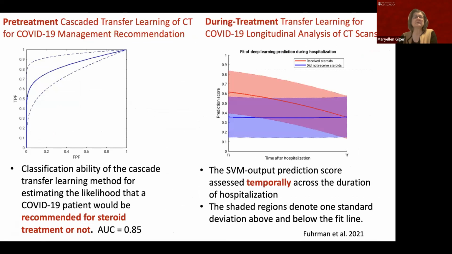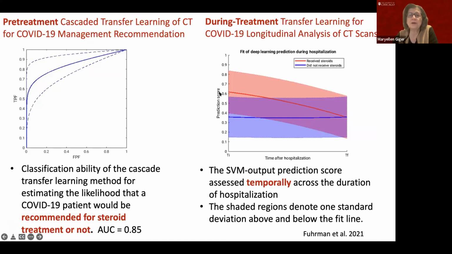So here on the left, we chose the pre-treatment. This is in the ability of the AI to predict who has severe COVID based on the surrogate truth of whether or not they were put on steroids. He then applied this across patients as they were in the hospital. Blue are the ones who did not receive steroids.